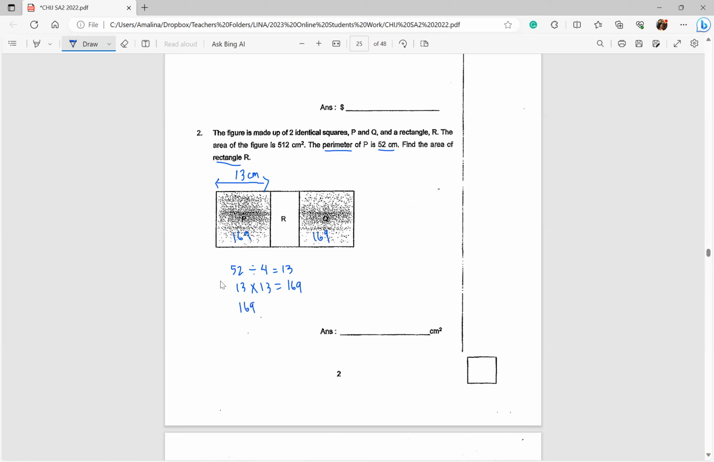That's for one square, but because there are two squares, you multiply 169 by 2 and get 338. Once I get the area of my two squares, I can subtract from my whole figure. So 512 minus 338, you get the area of rectangle R, which is 174 cm square.